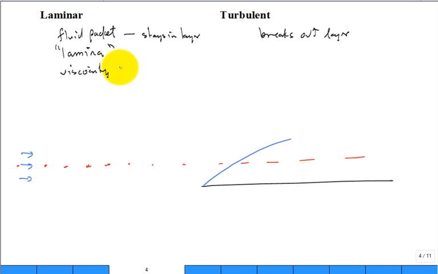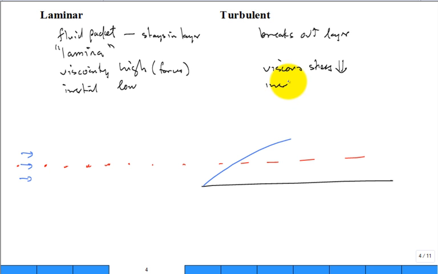So the viscosity in laminar flow is high, or the viscous forces or viscous stresses are high. But the inertial characteristics, or the inertial forces or inertial stress or inertial pressure, is low. Well, just opposite when they get over here. So the viscous forces or stress are lower than the inertial stress or pressure. That's high. So what happens is a little fluid packet can break outside of its layer, and there you go.